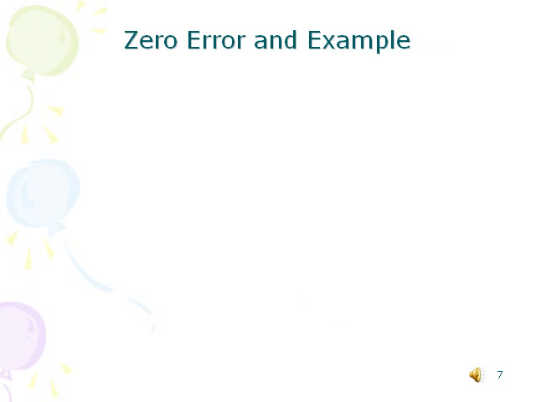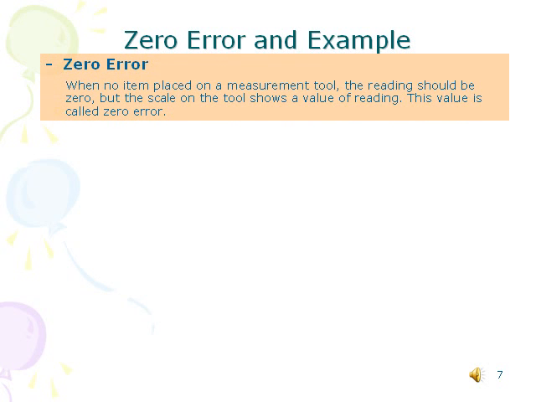When we use a reading machine, we adjust the scale to 0, but not all machines can do it. So when there is no item placed on the measurement tool, the reading should be 0, but the scale on the tool shows a reading value. This value we call zero error. From the words, 0 means no item, but it has error.